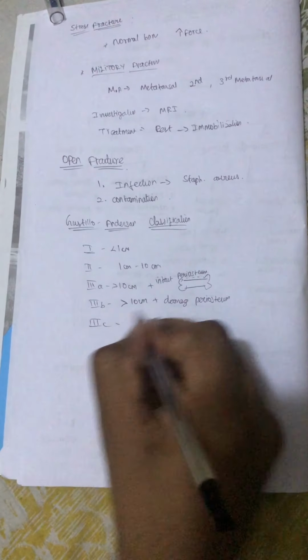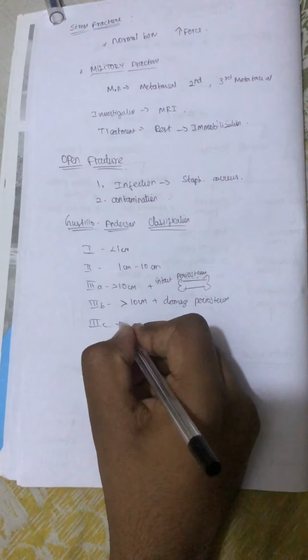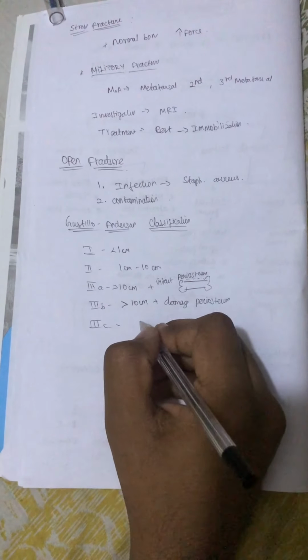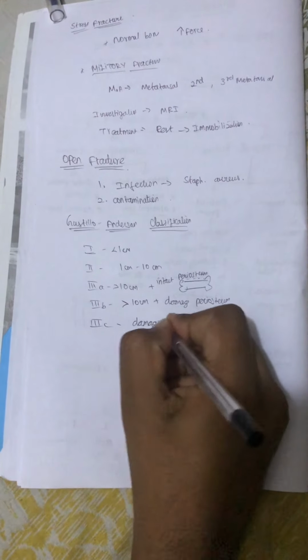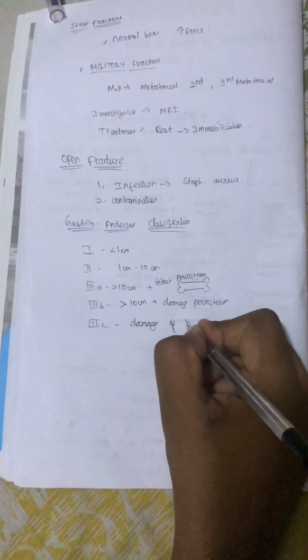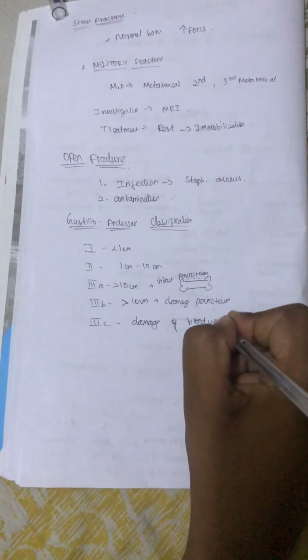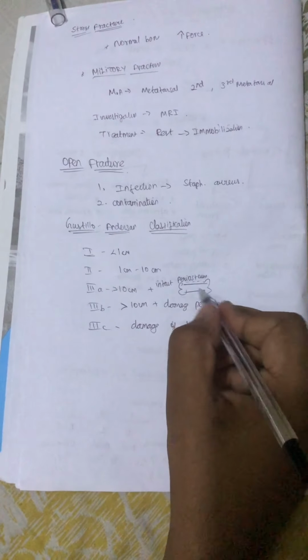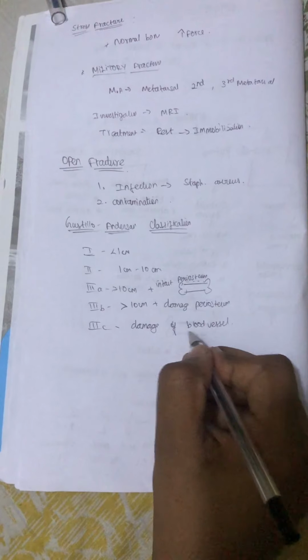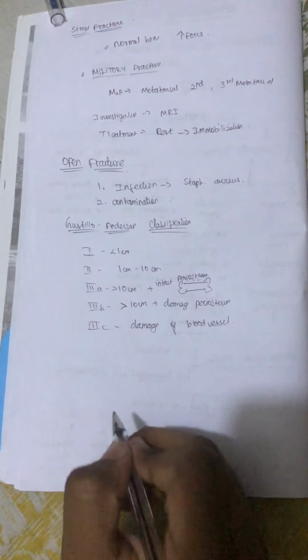For the 3C, if the wound is involved in damage of the blood vessel, then it is classified as 3C. Even if the periosteum is intact, but there is damage to the blood vessel, we will categorize it as 3C.